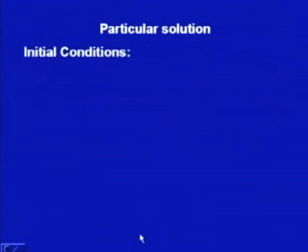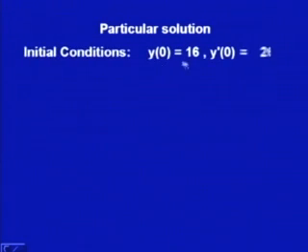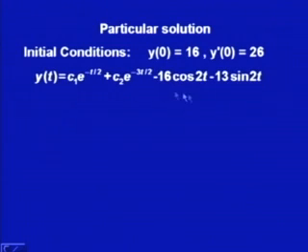For that, the initial conditions: y(0) is 16, because it is downwards, so the sign is plus. Similarly, the velocity, that is y'(0), is 26 meters per second downwards, so again the sign is plus. So, we have y(0) as 16 and y'(0) as 26. Now, what was our general solution? Our general solution was this one.